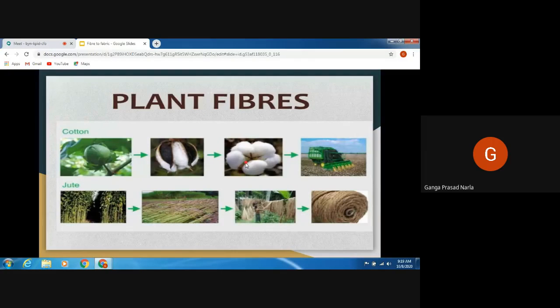See here, if you observe this, these are the cotton balls, right? Finally they harvest, they collect these cotton balls and send them to the factory.